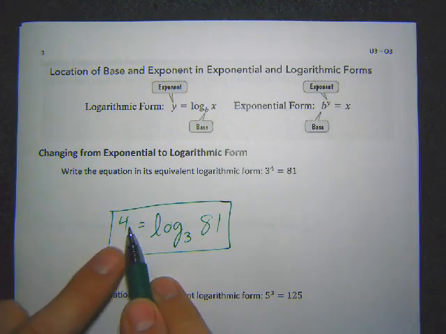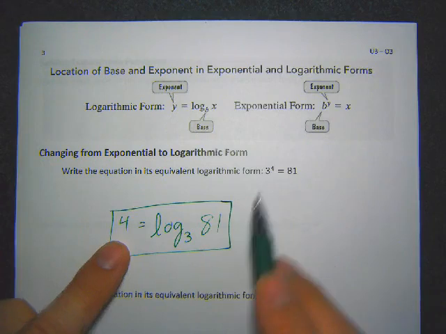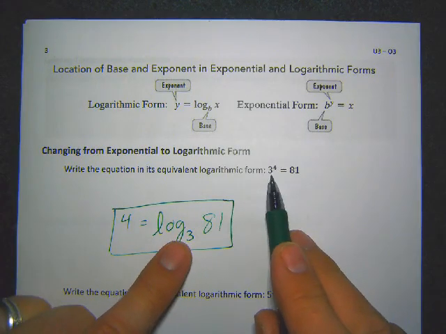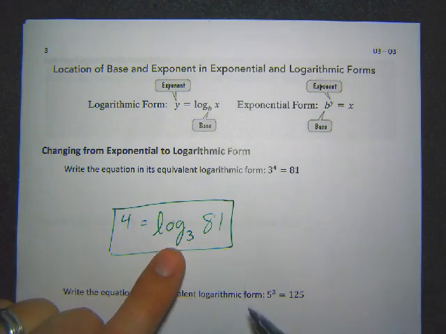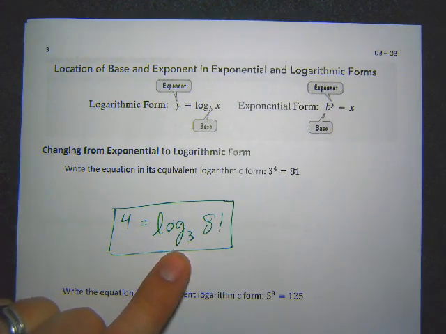So this is log form. The result is your power. The base is the base, right? It's the number that has a power. And then this 81, that's what we're taking log base 3 of. We're taking log base 3 of 81.